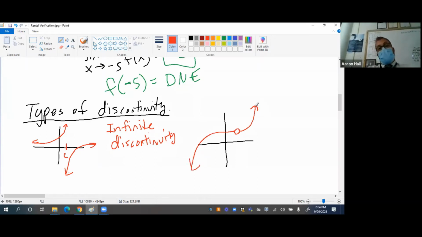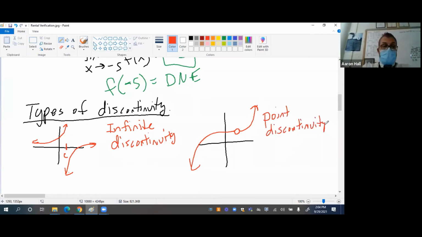Now notice there's just a single hole in this graph, which means that if I could replace that hole with one single point, it takes care of the problem. This is called point discontinuity. And actually what's more common is removable. It's called removable discontinuity.